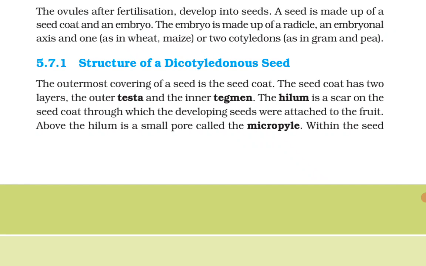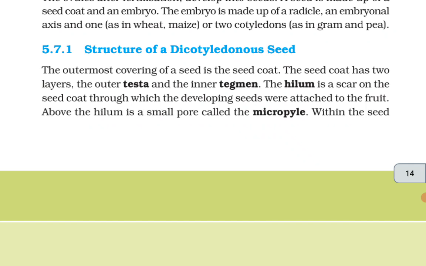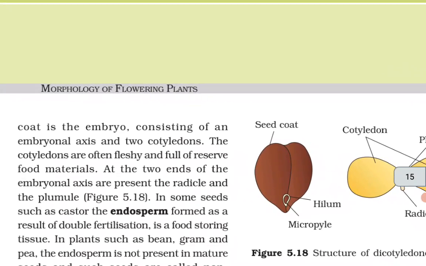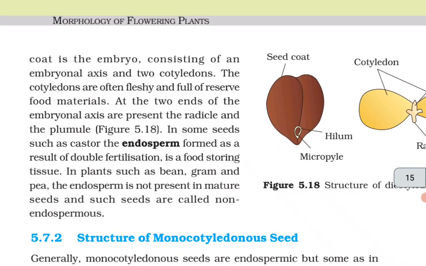The outermost covering of a seed is the seed coat. The seed coat has two layers, the outer testa and the inner tegmen. The hilum is a scar on the seed coat through which the developing seeds were attached to the fruit. Above the hilum is a small pore called micropyle. Within the seed coat is the embryo consisting of the embryonal axis and two cotyledons. The cotyledons are often fleshy and full of reserve food materials. At the two ends of the embryonal axis are present the radicle and the plumule.